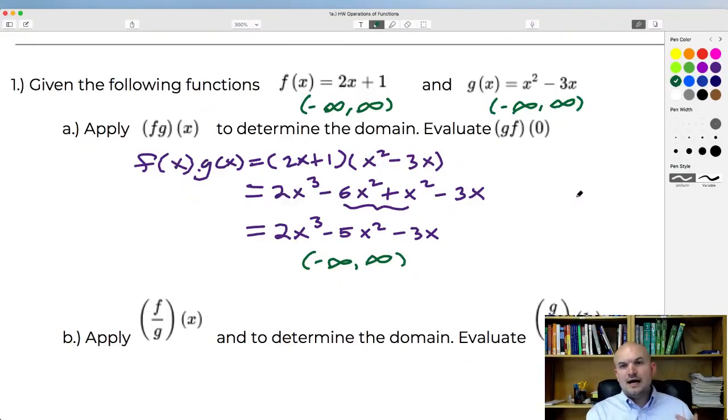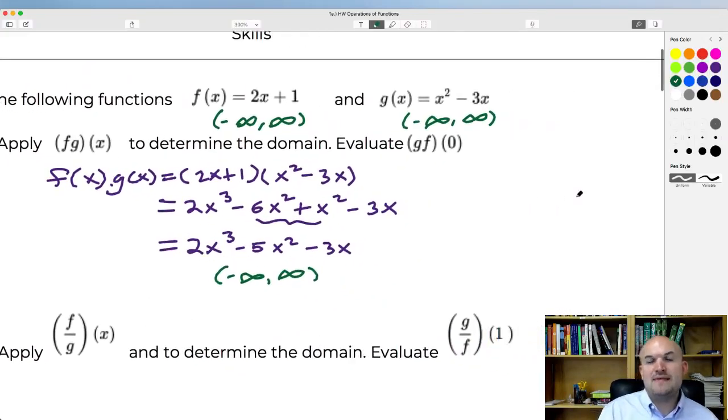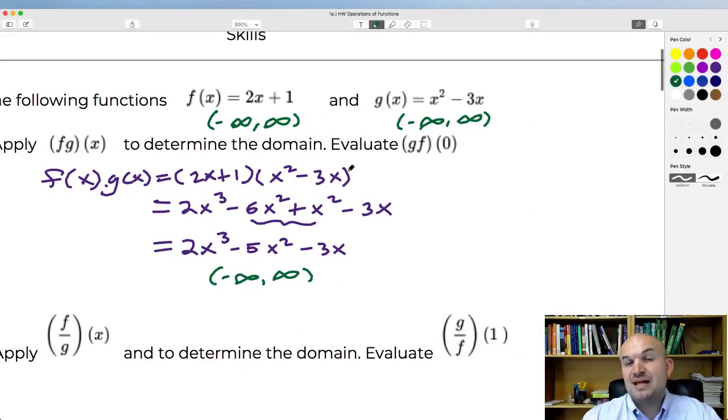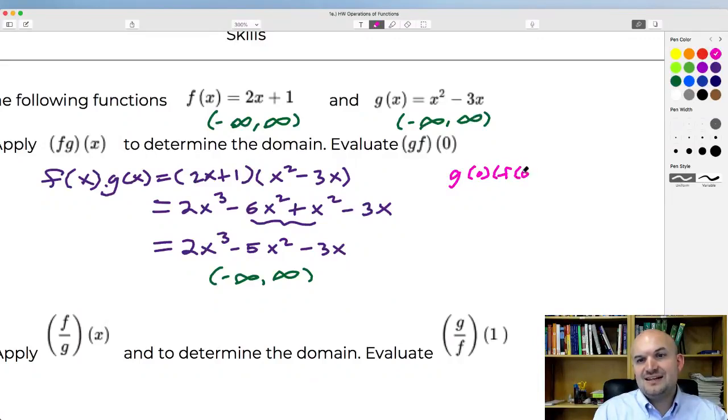All right, and then the next one is multiplying g times f and then of 0. So there's a couple different ways we could do this. You could apply the product like we did and then evaluate for 0. Or what you could also do, let's do pink, is just do g of 0 times f of 0. And I kind of like that process a little bit better in this case because these are rather simple.